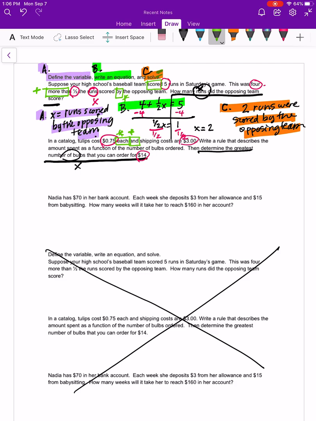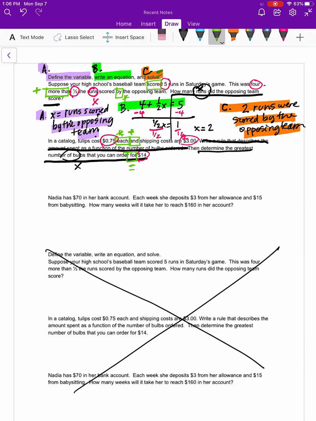And then it says, write a rule that describes the amount spent as a function of the number of bulbs ordered. Is there anything in there that we need for our equation? There isn't. This is extra information. And so when I have extra information, I just cross it off, get it out of the way. And then it says determine the number of bulbs. So that's our X. That's what we need to know. You can order for, and there's my last clue word. For, in this case, means equal, $14. That's going to go on the end.